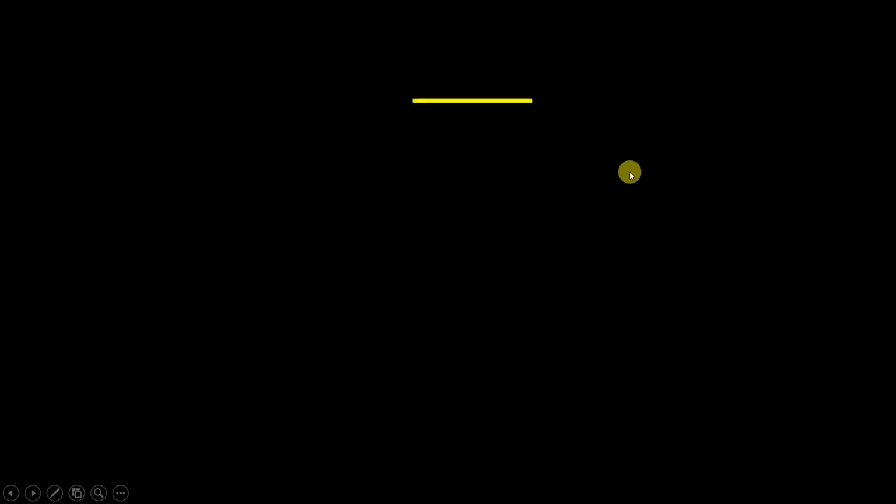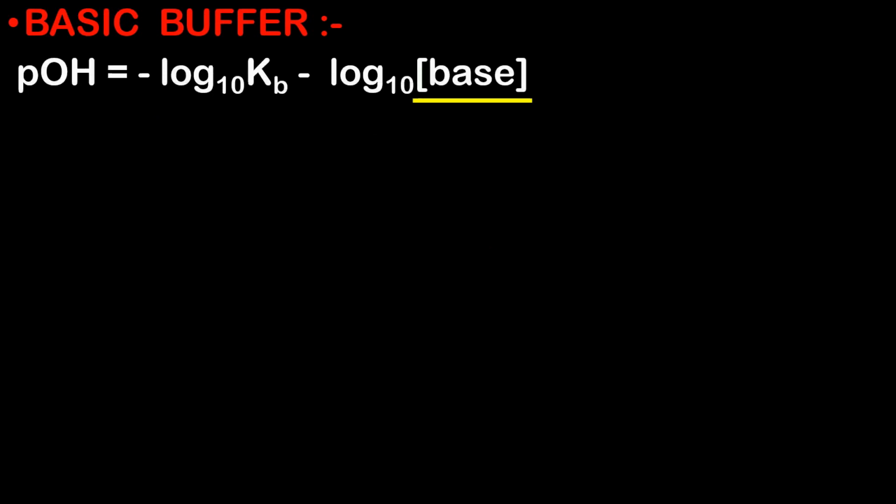Now after finding out the formula for the pH of the acidic buffer, it is time to see what is the formula for basic buffer. So guys, let me tell you all, the formula for basic buffer that you will be getting is this. Here you won't be getting pH, instead you will be getting pOH. Now I am not doing the derivation over here because the derivation of this basic buffer is exactly similar to the derivation of acidic buffer.